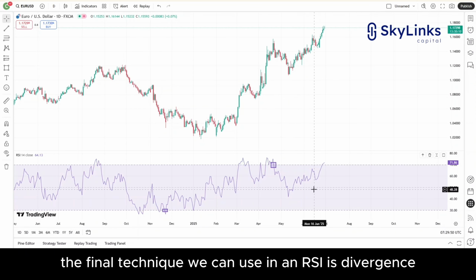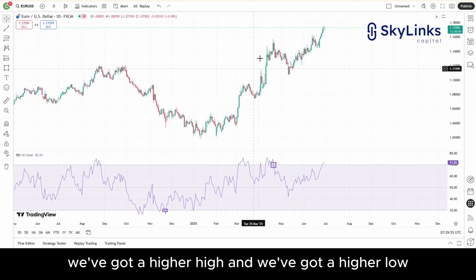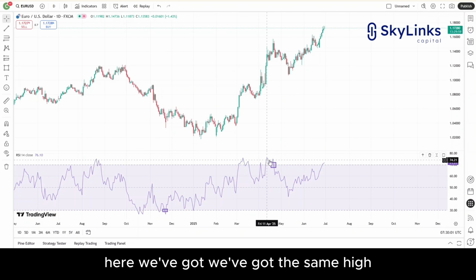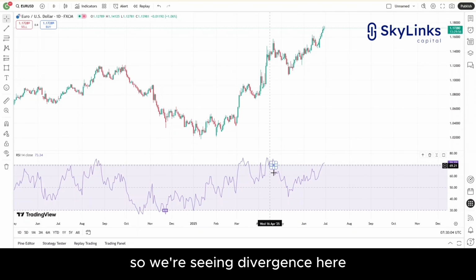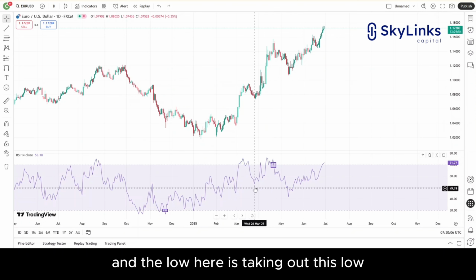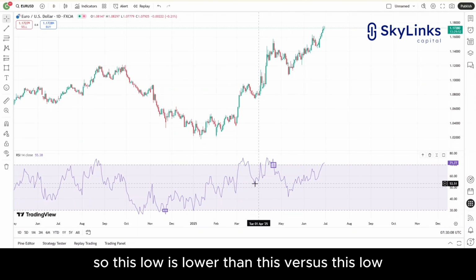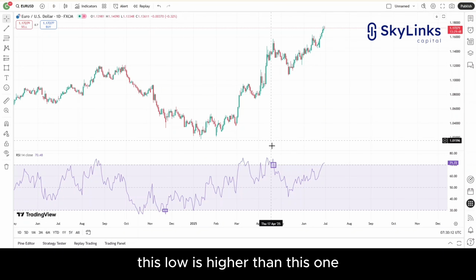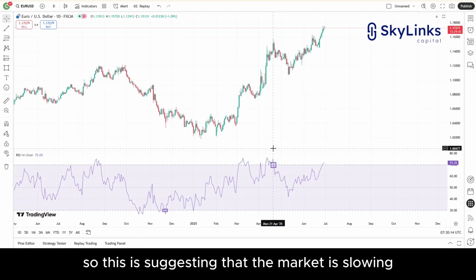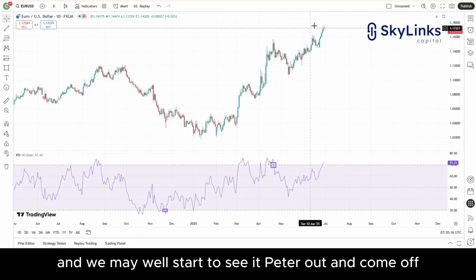The final technique we can use in an RSI is divergence. So you can see here we've got a higher high and we've got a higher low. Here we've got the same high, so we're seeing divergence here, and the low here is taking out this low. So this low is lower than this versus this low is higher than this one. So this is suggesting that the market is slowing, and we may well start to see it peter out and come off again.